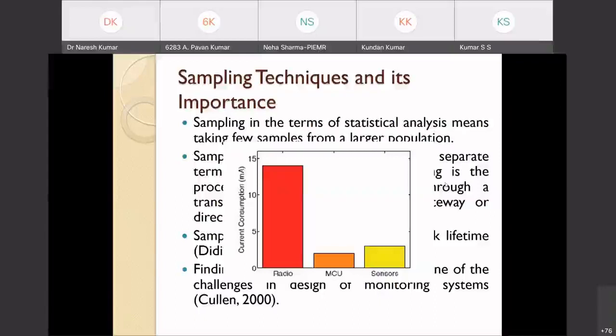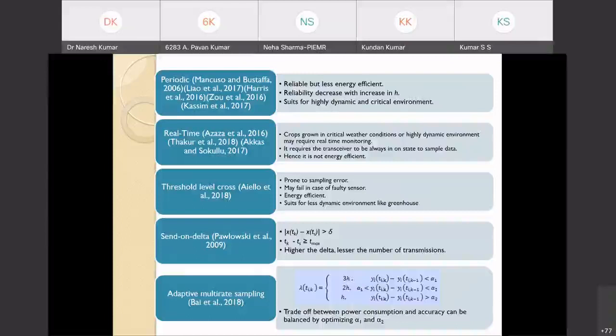Let us see the other aspects. There are a few which are summed up, some reliable but less energy efficient. Some, like crops grown in critical weather conditions, with a real-time or highly dynamic environment, may require real-time monitoring. So there we can use this. It requires the transceiver to be always in the on state to sample data. Hence, it is not energy efficient.